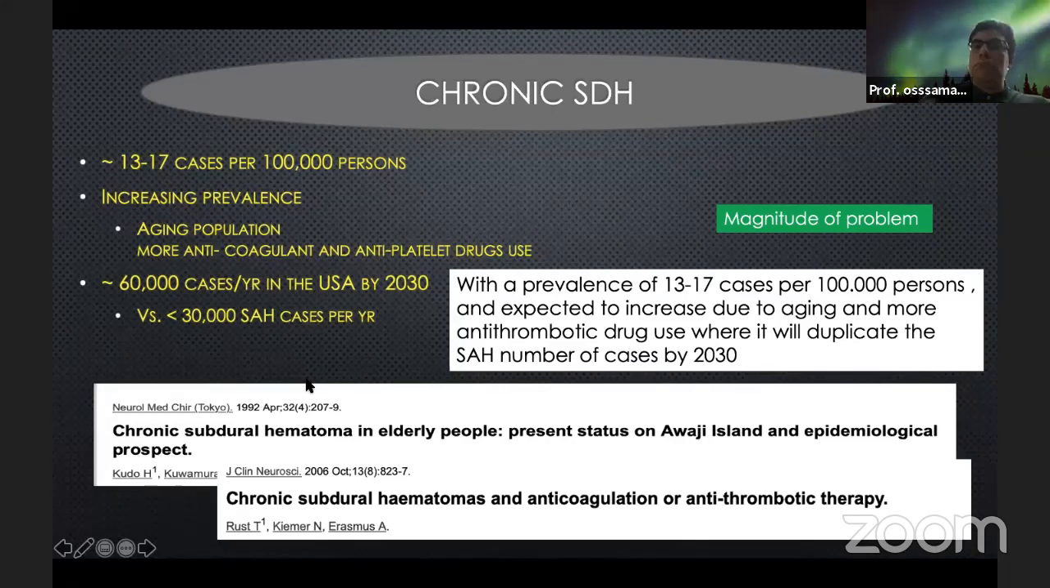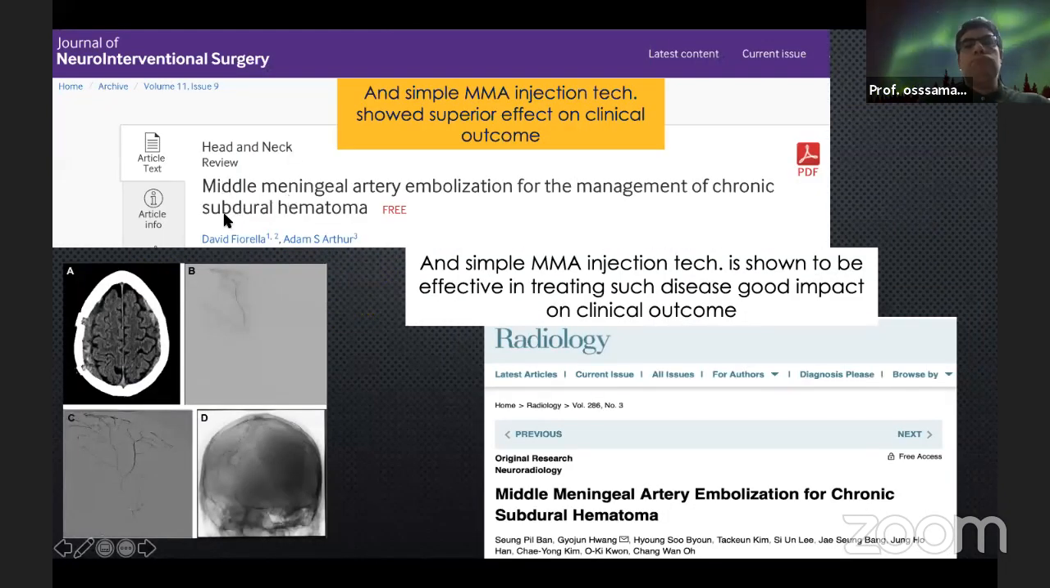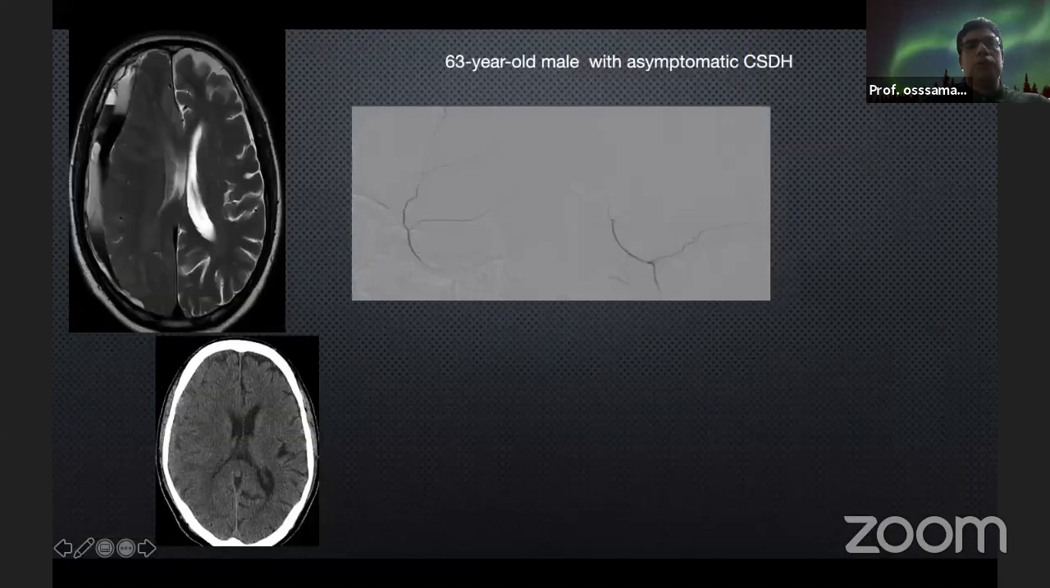So this is the magnitude of the problem, and some American groups used a very innovative technique: catheterizing the middle meningeal artery, which supplies the dura, and embolizing the dura from this artery through microcatheters. They proved that this approach works very well in chronic subdural hematoma, and they published many papers in different prestigious journals. And this is one of the cases showing patients with chronic subdural hematoma with different appearances of the subdural lesion.